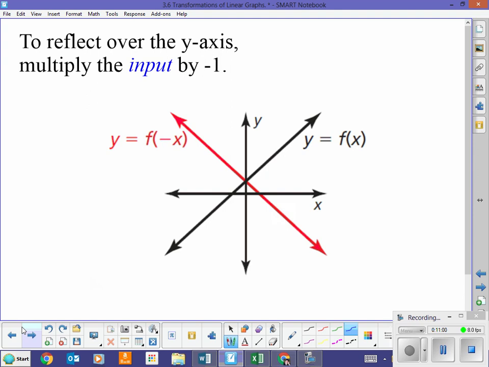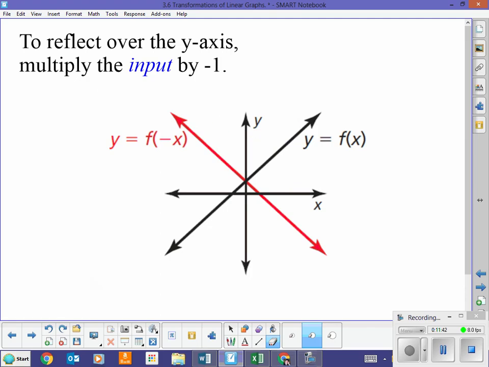The reflection over the y-axis means we're going to multiply the input by -1. So what was, let's say, x equals 5, here's x equals 5. Well, now it's going to be over here, x equals -5. So it reverses the sign of the input.